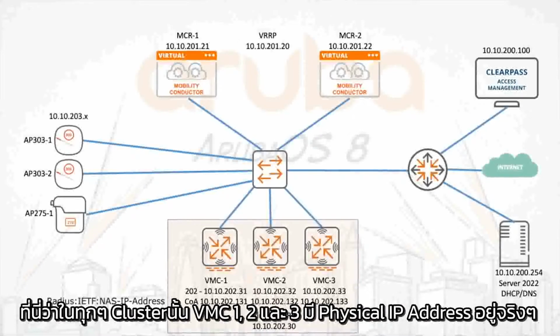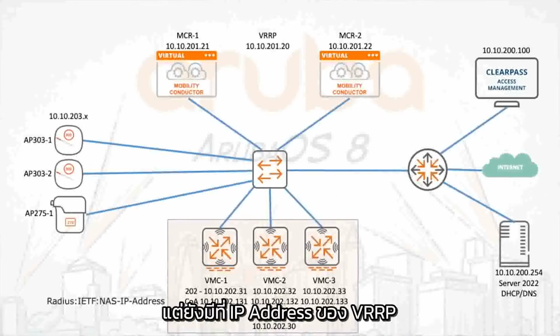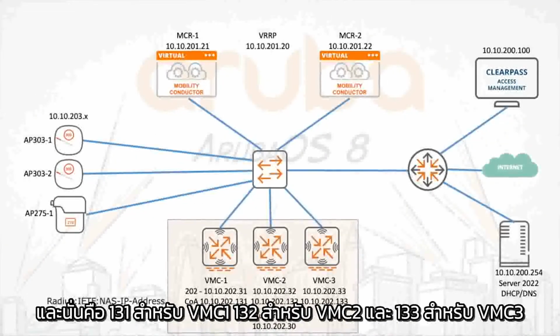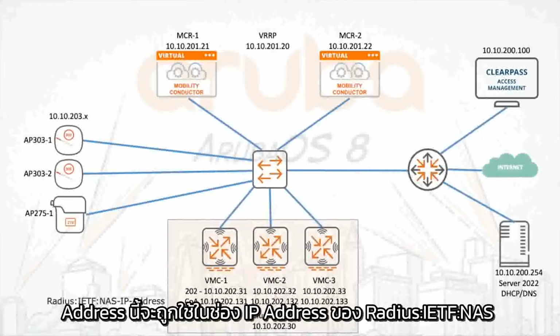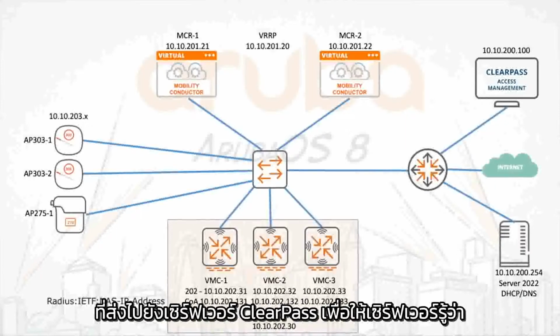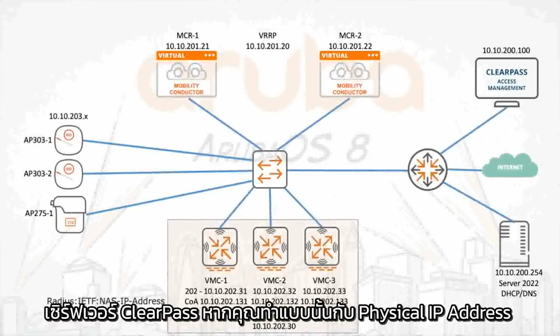You see here that every cluster member, so VMC 1, 2 and 3, has a physical IP address. That's 202.31.32 and 33 for VMC 1, 2 and 3, but also a VRRP IP address, and that's 131 for VMC 1, 132 for 2 and 133 for VMC 3. This address will be used in the RADIUS NAS IP address field that is sent to the ClearPass server, so that the server knows where to send the CoA message back to, because that's initiated from the ClearPass server.